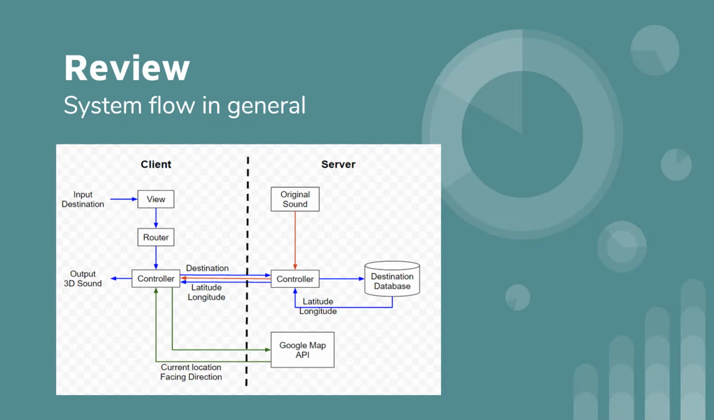After receiving the data from the server side, the client-side controller calls the Google Map API to get the user's current location and the distance to the destination, and also retrieves the current heading direction from the cell phone compass. Once the system gets the latitude and longitude of both the current user location and the destination, and the user's facing direction, it can generate the corresponding 3D sound.